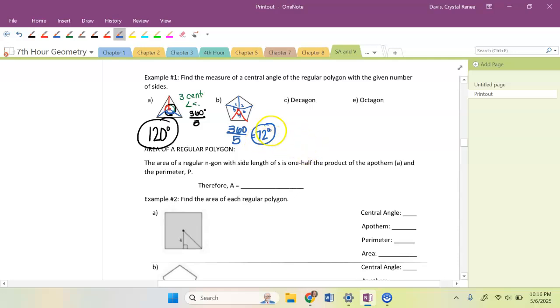Okay, go ahead and pause this, do C and E on your own. Okay, and then we'll go over them.